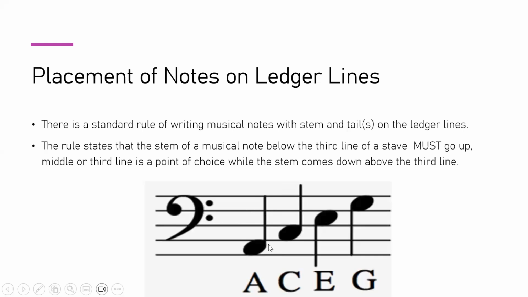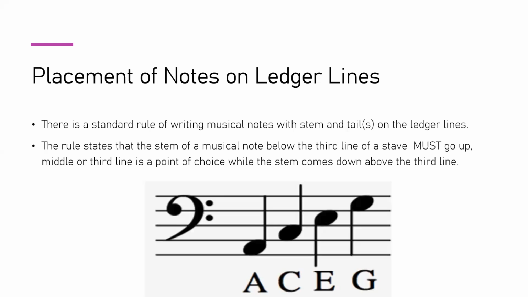All right. So the stem goes up, it goes up. If by any means you have a note on this third line, that is a line of choice. At that point, the choice is yours. You as a composer or as a musician are given the privilege to decide which direction you want the stem to go, either up or down. If it goes up, you're fine. If it comes down, you're fine. That is your own privilege to decide.